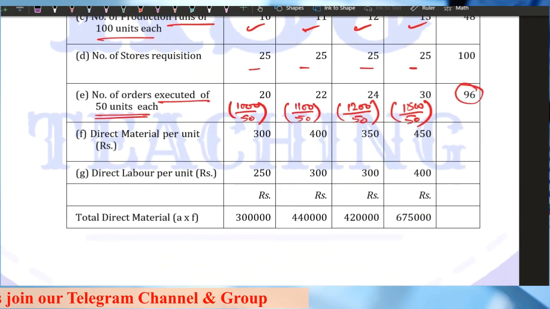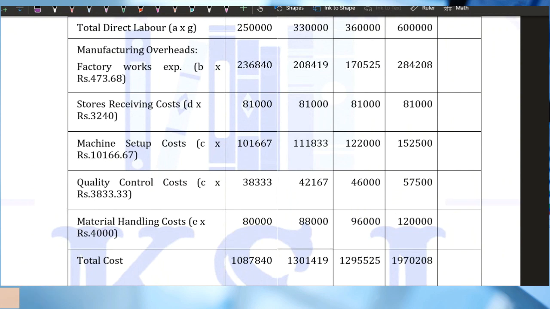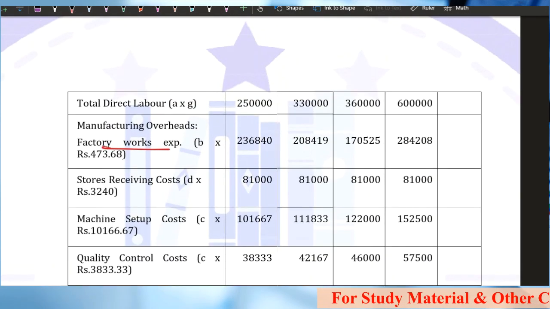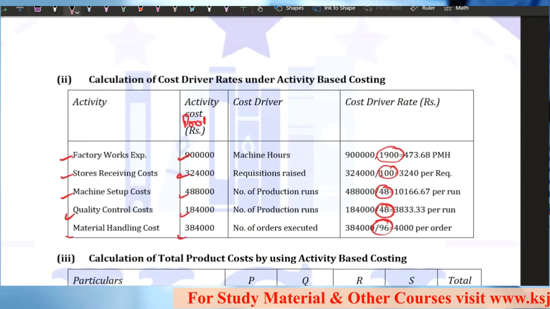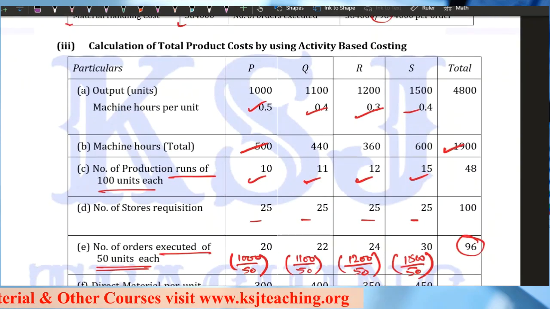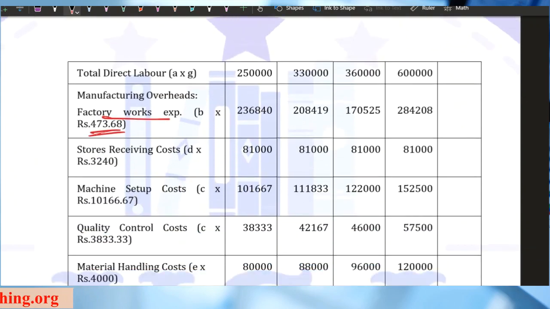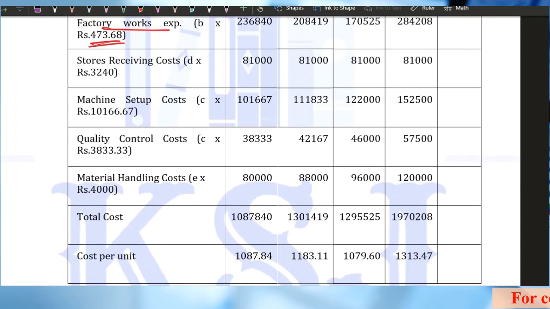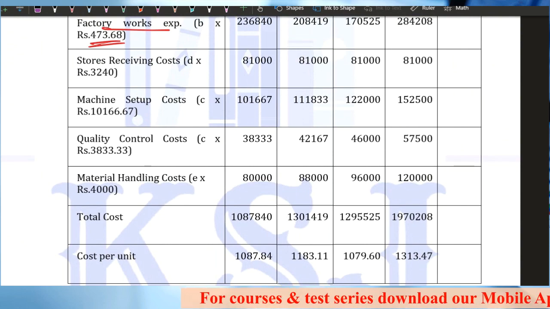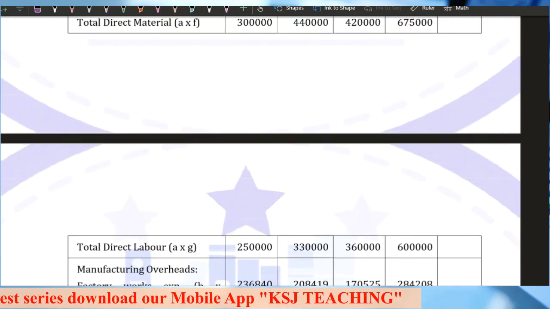Direct material per unit and labor you have. Now manufacturing overheads, factory overhead expenses based on machine hours: so P multiplied by 473.68. 473 is the cost driver rate that we have calculated, multiplied by the total machine hours per product. We just have to distribute now. You can do it in any format. Material handling, quality control, and total cost per unit is divided by number of units. Any doubts? Steps remain the same, sir. Difference you can show, not an issue.